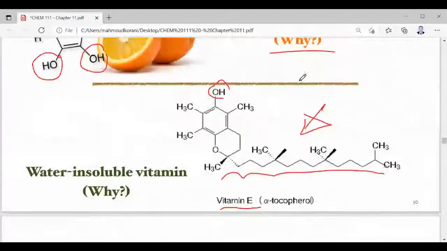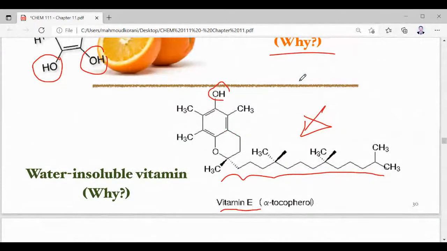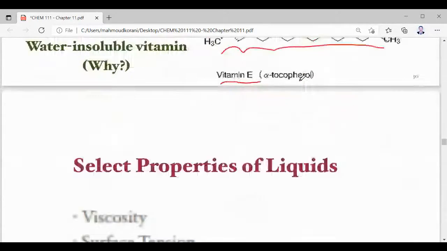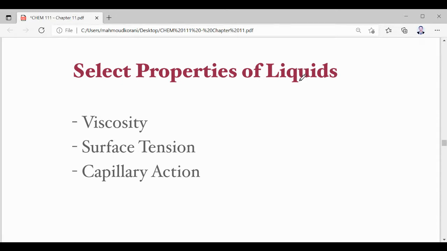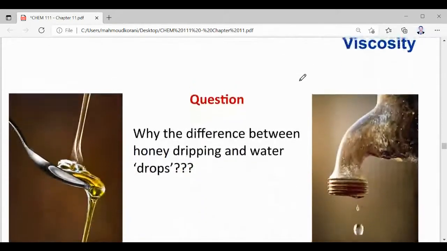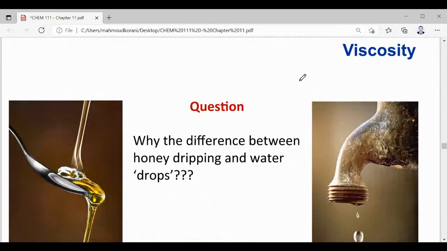That's great. So hydrogen bonding, or the intermolecular force, affects many physical properties like solubility, as you see. We are going to discuss some selected properties like viscosity and surface tension and capillary action, which mainly depend on the intermolecular forces between the molecules. We're going to start with viscosity.